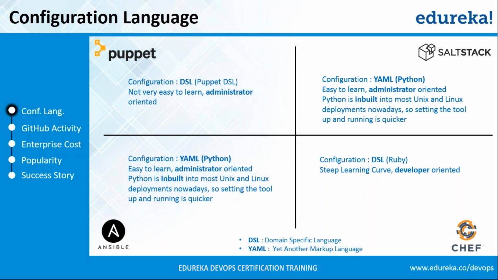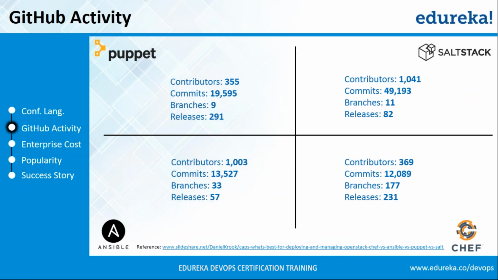All right, so we'll move forward and compare the tools on the basis of GitHub activity. So there are certain stats. Puppet has 355 contributors, 19,595 commits, 9 branches and 291 releases. SaltStack has 1,041 contributors, 49,193 commits, 11 branches and 82 releases. When we talk about Chef, it has 369 contributors, 12,089 commits, 177 branches and 231 releases. For Ansible, there are 1,003 contributors, 13,527 commits, 33 branches and 57 releases.